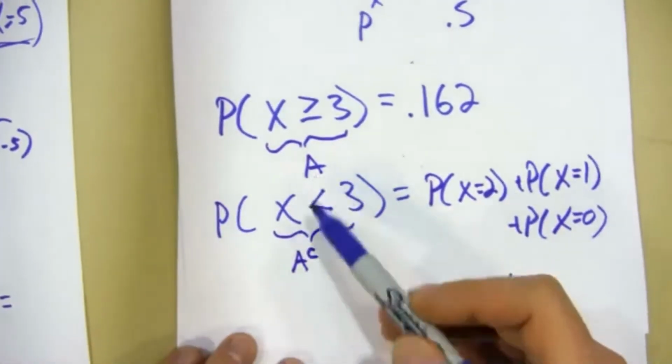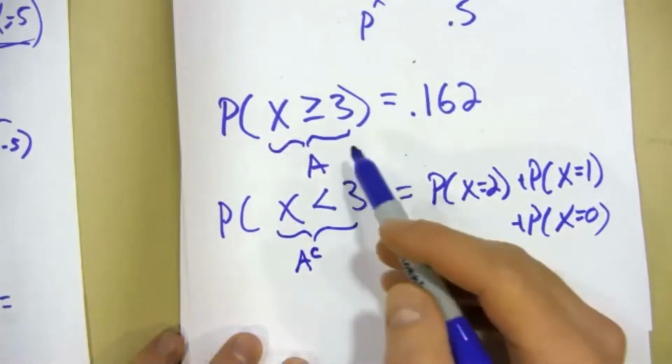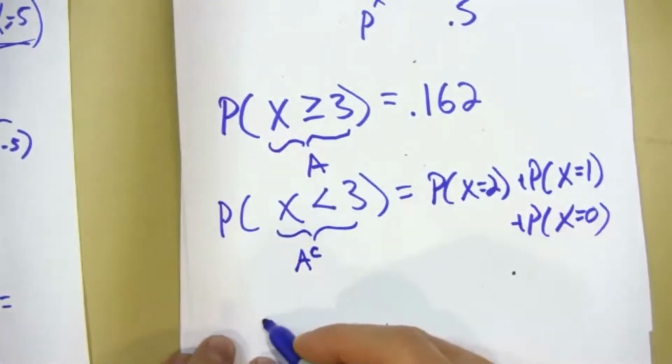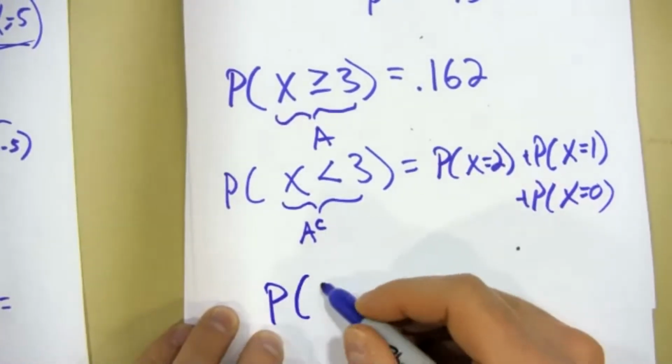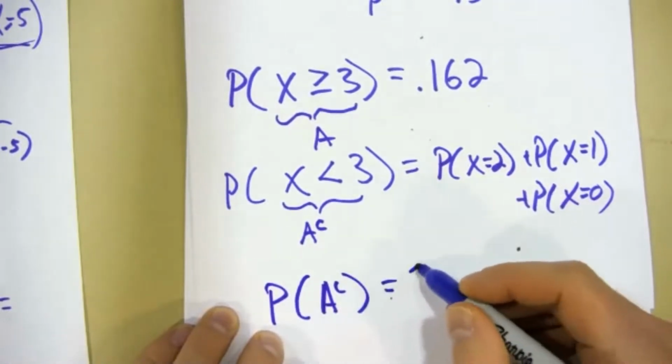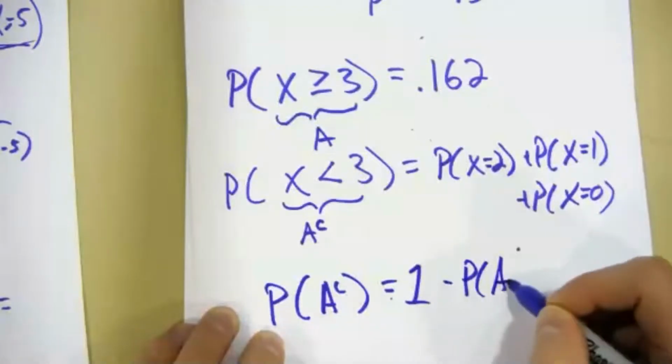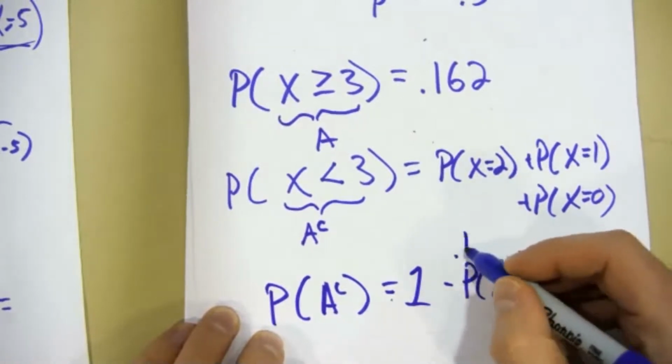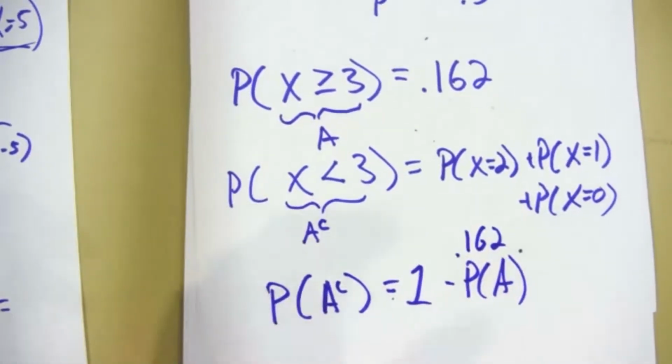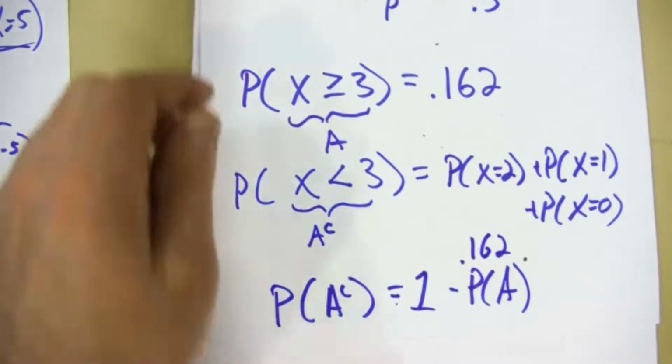So I've got an event and its complement. If I know the probability of A is 0.162, we said we can use that complement rule, where the probability of A complement is just 1 minus the probability of the event. So just plug in 0.162. 1 minus that, we get about what? About 0.838. So we can use that complement rule to save us a lot of time, right? I'll highlight that even more with this next example.